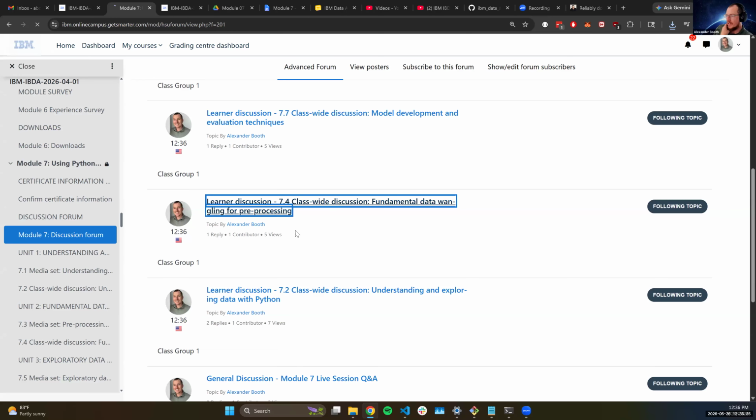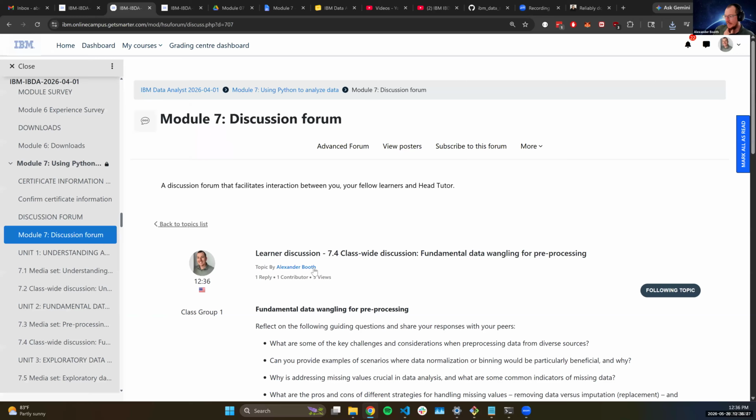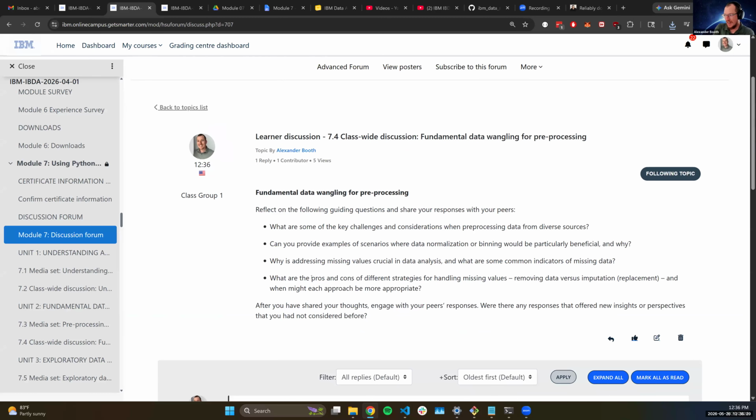Yeah, so for the 7.4 discussion, again, this is deep into data wrangling and pre-processing. Like, what are the challenges? When would you need to use normalization or binning? Again, I like to push you on these questions. I really think that the data foundation is core to being a good data analyst. You're not going to be able to create your BI tools, your ML models, your downstream consumption. Garbage in, garbage out, right? If you have a bad data layout, then you're going to have bad downstream use cases for it.